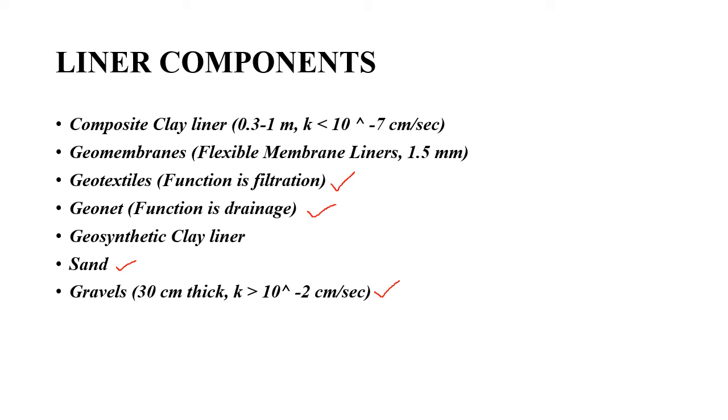Then you can use geonet instead of gravel, which will serve the function of drainage. Okay, so it is also a polymeric material. Now, as a barrier system, what we normally use is the clay liner. Okay, you will have the composite clay liner, that is a compacted clay liner. Okay, and if you are using a pure clay as a liner system or as a barrier system within the liner system, then the normal thickness of these compacted clay liners will be varying from 0.3 to 1 meter.